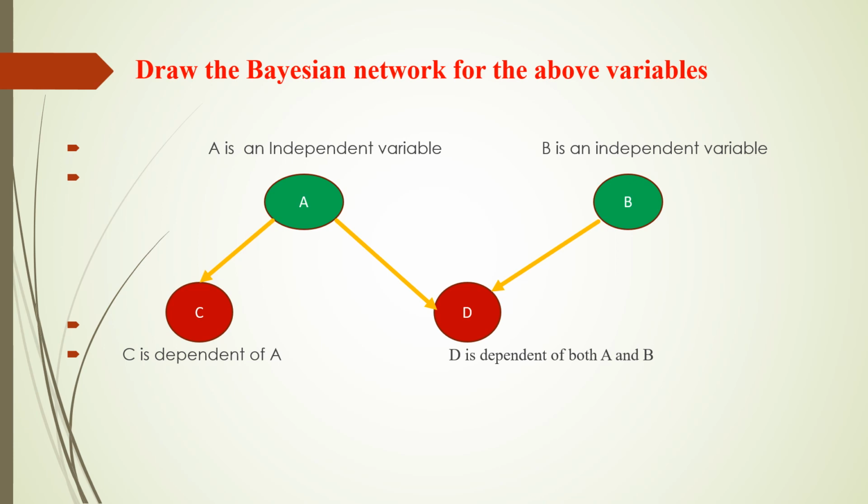Now we are drawing the Bayesian network for the above variables. A and B should be independent nodes, right? So they are in green color, and node C and node D are dependent.